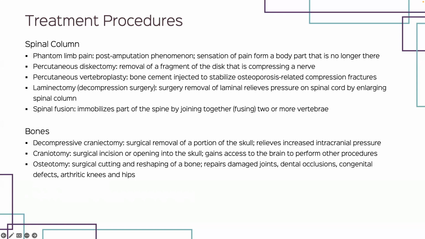Discectomies and vertebroplasties, those are going to be on the disc and the vertebrae that are within the spinal column. Spinal fusions, they'll just immobilize part of the spine by fusing multiple vertebrae together.